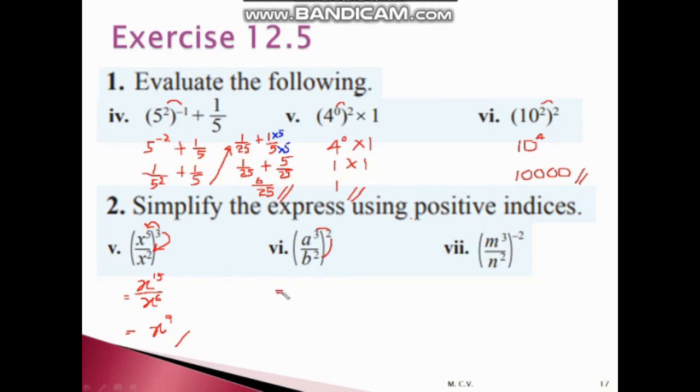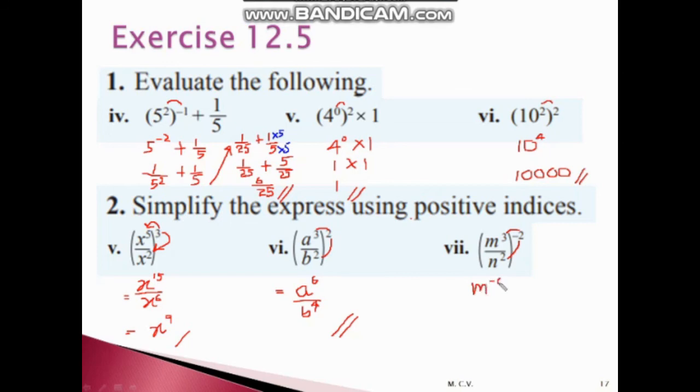Next one also, multiply indices. 3 multiplied by 2, 6, a to the power 6. 2 multiplied by 2, therefore b to the power 4. Now we can't simplify that anymore because the bases are different, a and b.